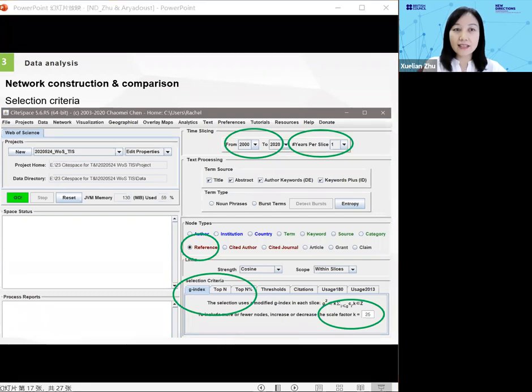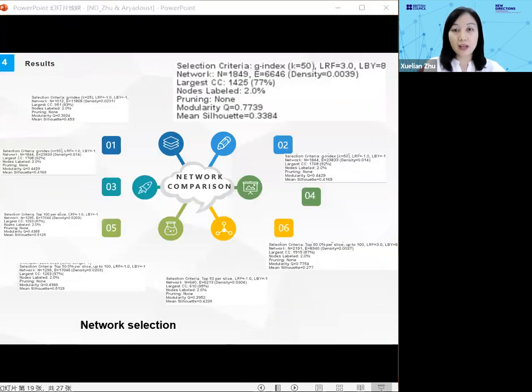After that, we generated 12 networks. And due to the space limit, I just copied and pasted the important indices of 6 of these networks on this slide. But remember, we actually compared 12 of them. Finally, we chose this one, which is set up at G-index k=50, and the modularity Q and mean silhouette scores are relatively high, which indicates the confidence of the software in constructing the network. So we chose this one to generate our result.